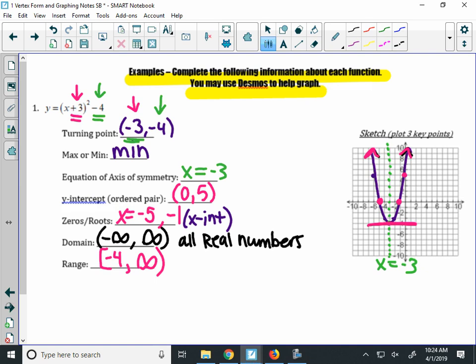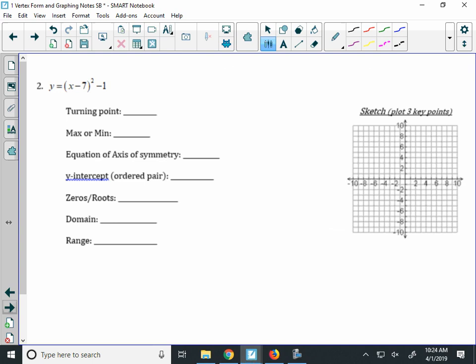So that's the first one. Let's try another one here. (x - 7)² - 1. Now let's use our trick for the turning point. I take the opposite of that number. So the opposite of -7 is +7, the same as the number outside.